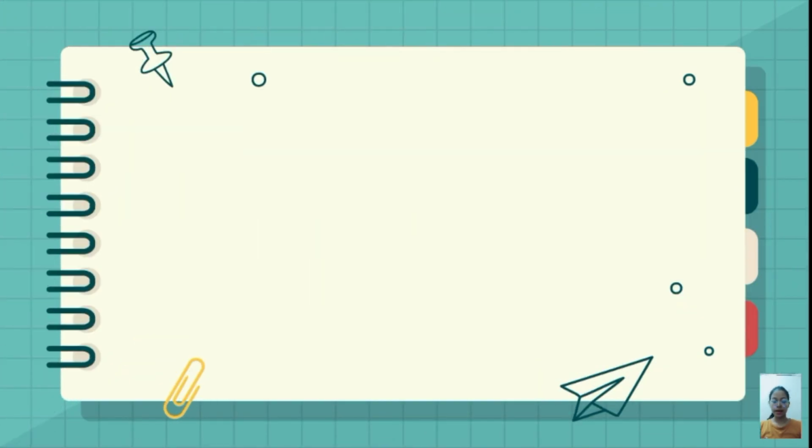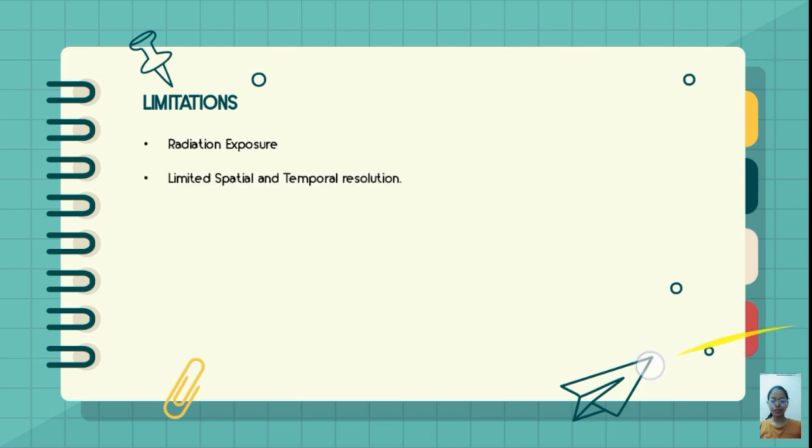Next are the limitations of the SPECT scan. The limitations of SPECT scan include radiation exposure, limited spatial and temporal resolution, and it is relatively expensive to build and maintain compared to MRI, and artifacts.